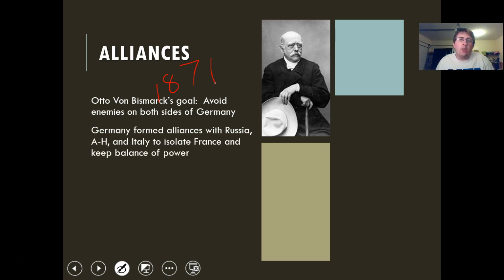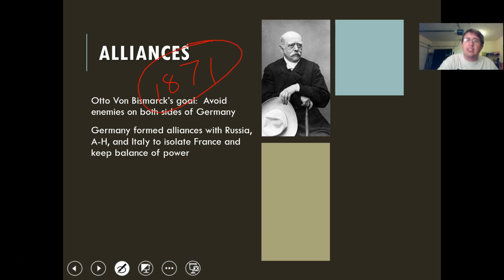So what he did was form alliances with Russia, Austria-Hungary, and Italy in order to isolate France and keep the balance of power away from the French. The reason why he wanted to isolate France and not Russia, for instance, was that they believed that the French had more of a motivation perhaps to hurt Germany.